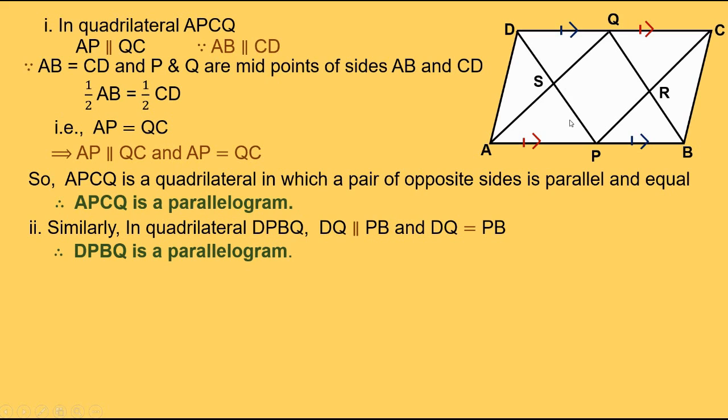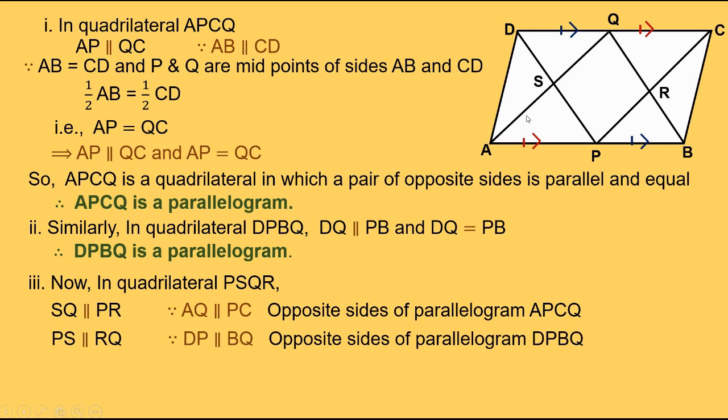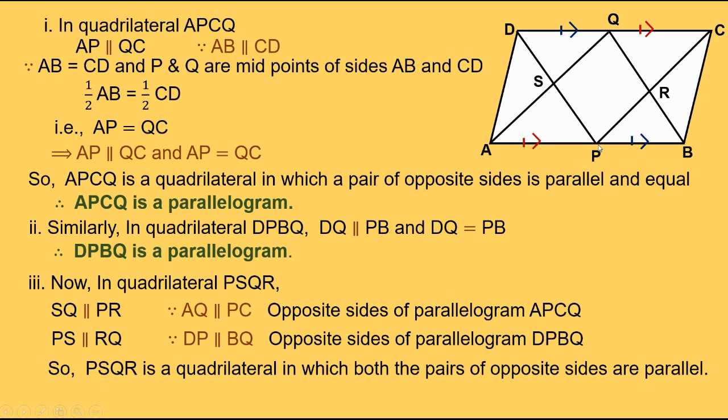Now, in quadrilateral PSQR, SQ is parallel to PR since AQ is parallel to PC, opposite sides of parallelogram APCQ, and PS is parallel to RQ since DP is parallel to BQ, opposite sides of parallelogram DPBQ. So, PSQR is a quadrilateral in which both pairs of opposite sides are parallel. Therefore, PSQR is a parallelogram.